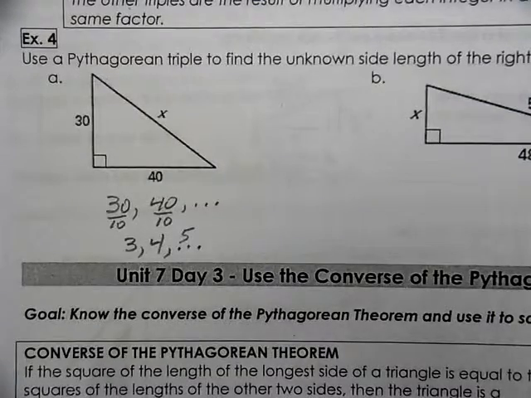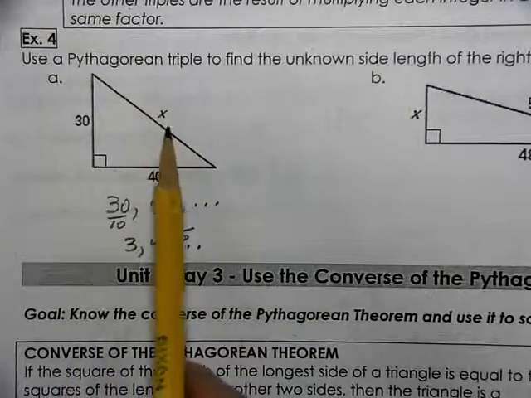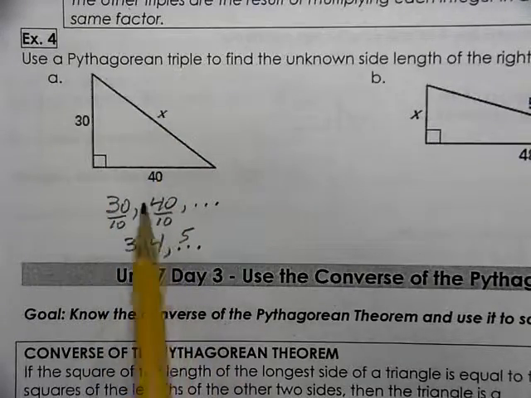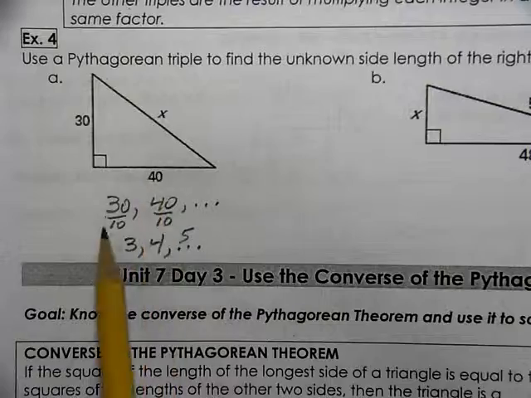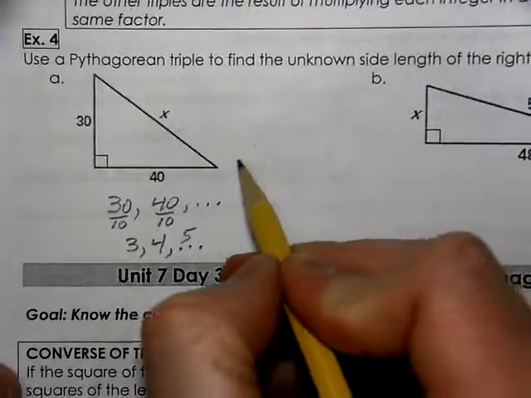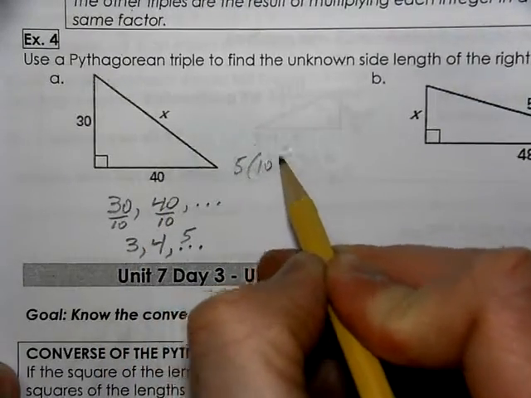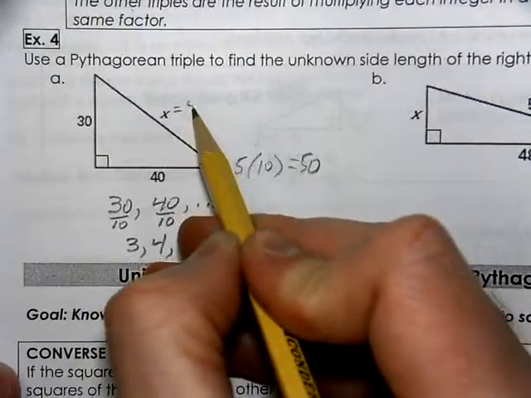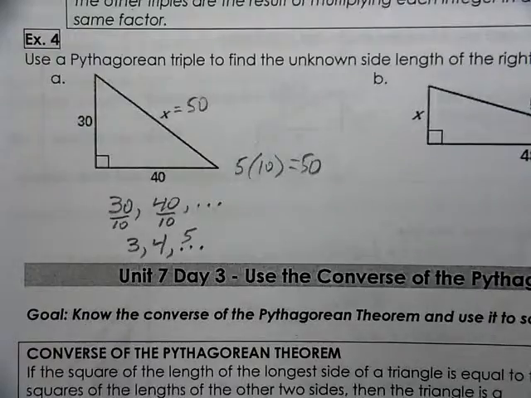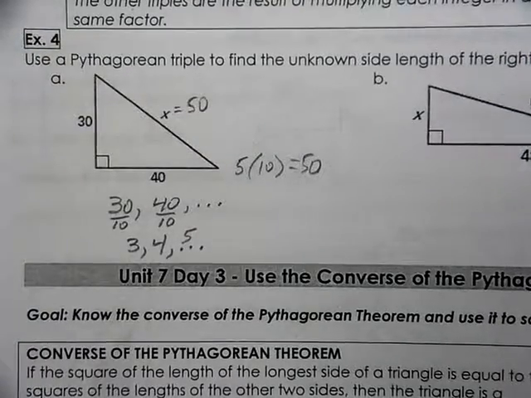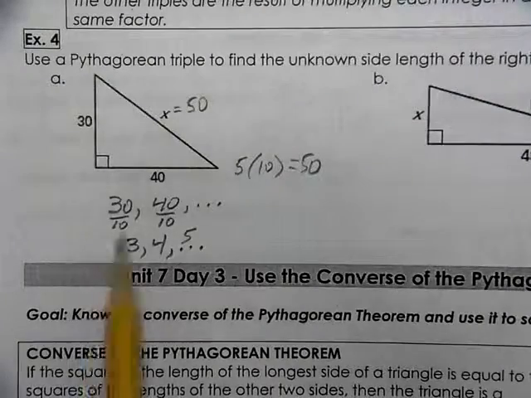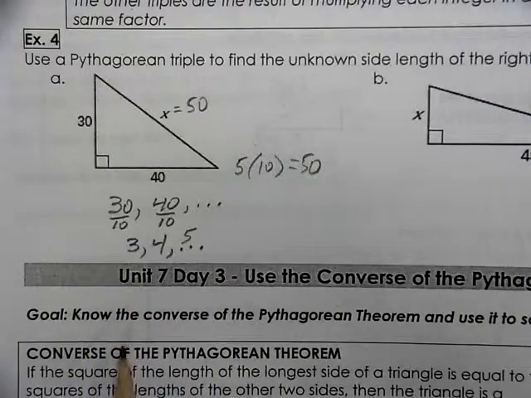Now the big question is, what do we do with the 5? X isn't 5. Remember, the hypotenuse has to be the longest side. But since we divided the 30 and the 40 by 10, we're going to take this 5 and multiply it by 10. So I know this missing side has to be 50. You could use the Pythagorean Theorem just the same way as usual, and you would have gotten the same answer. But if you notice, this takes a lot less work, but it takes more understanding.